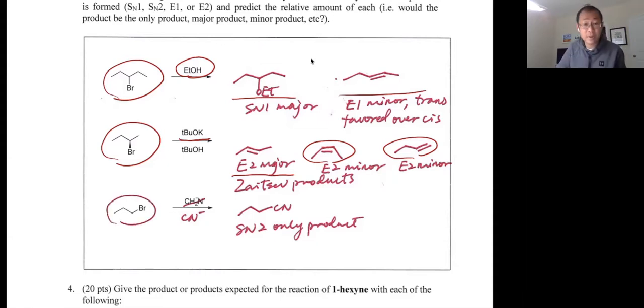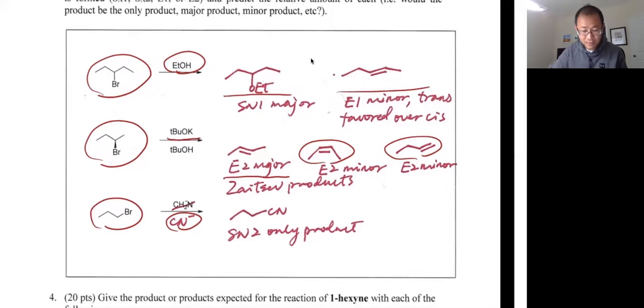Finally, a primary substrate and a good nucleophile, CN minus. The reaction is substitution, SN2 only. This is a good nucleophile, it's a weak base. So we get the substitution product.